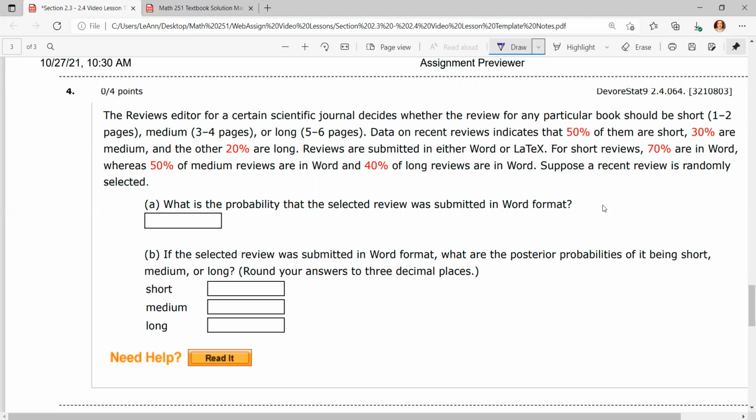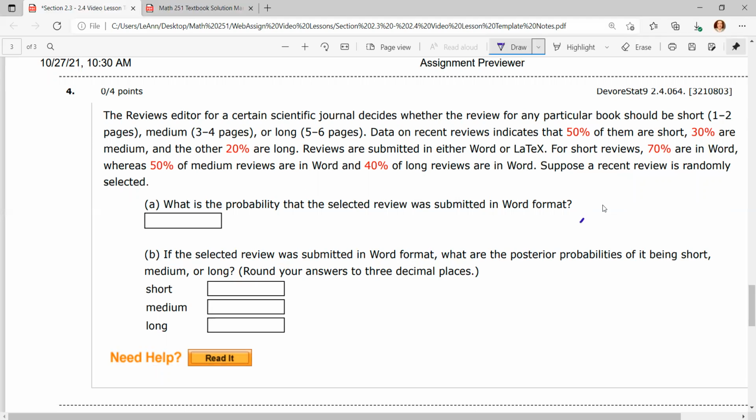But for short reviews, 70% are in Word. So notice this is a conditional probability. We already know it's a short review, and 70% of those are in Word. Whereas 50% of medium reviews are in Word. Again, I already know it's a medium review, and now I know it's in Word. 40% of the long reviews are in Word. So I already know it's a long review, then this is the probability that it's in Word. Suppose a recent review is randomly selected.